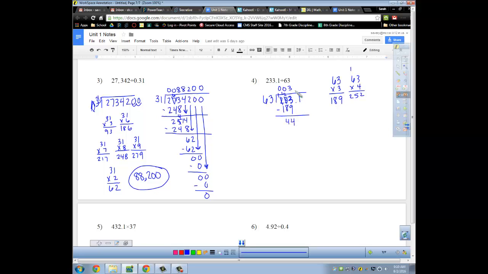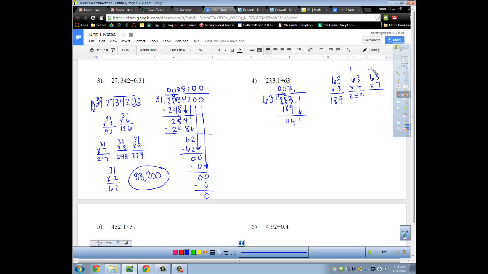Now I have this decimal here. I'm going to bring it up and bring down this 1. And then 63 into 441. So 63 times 4 was 252. Let's try 63 times 7.